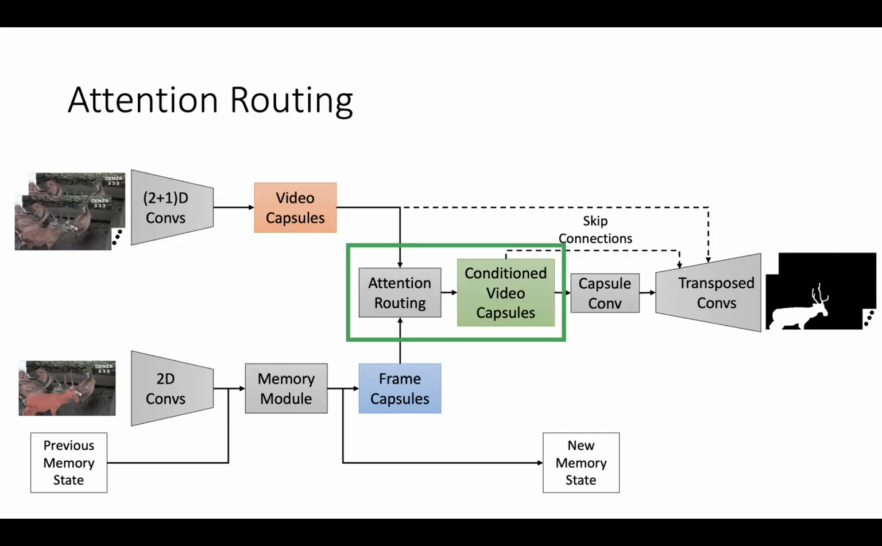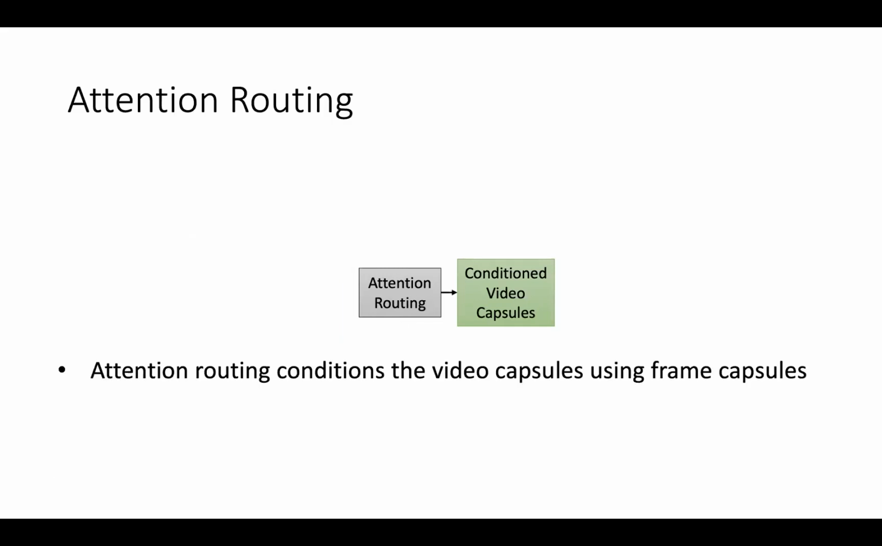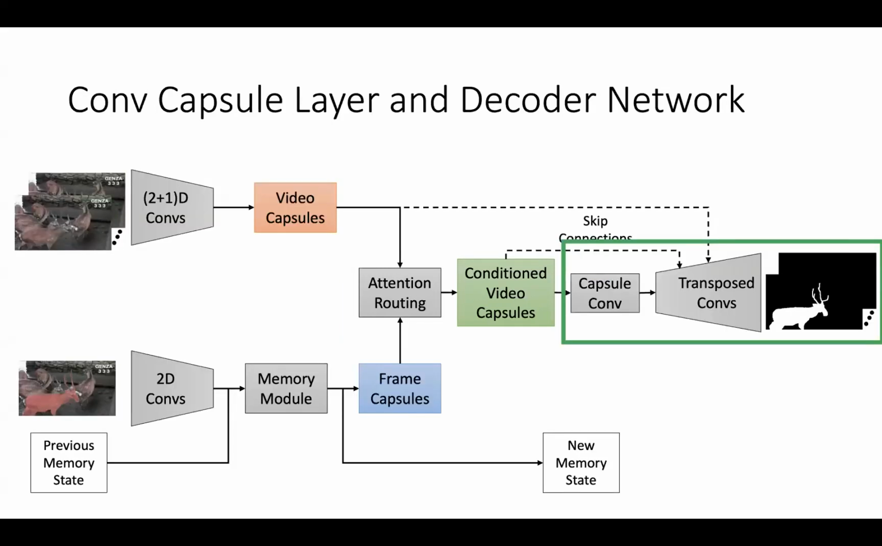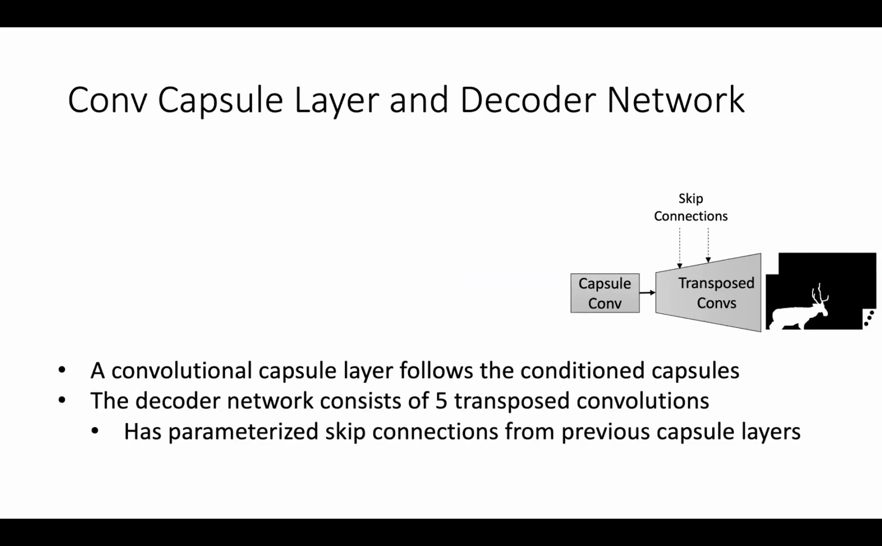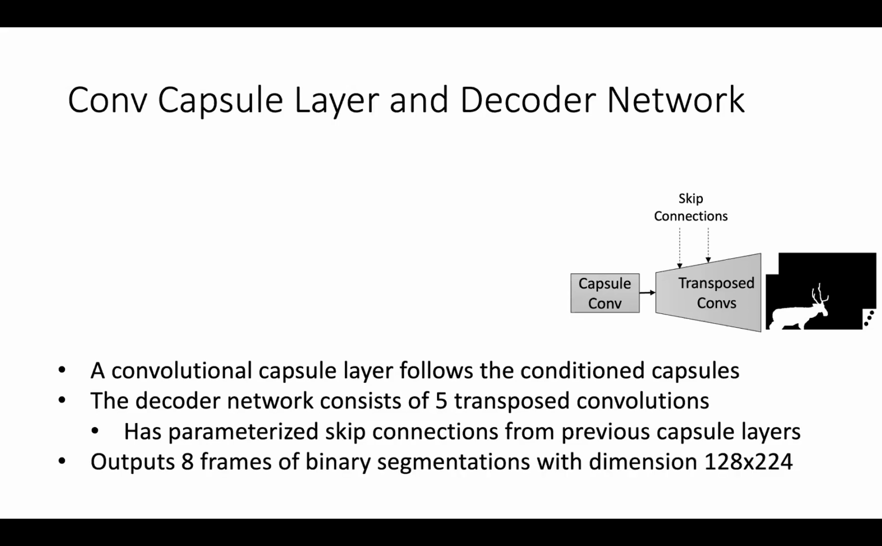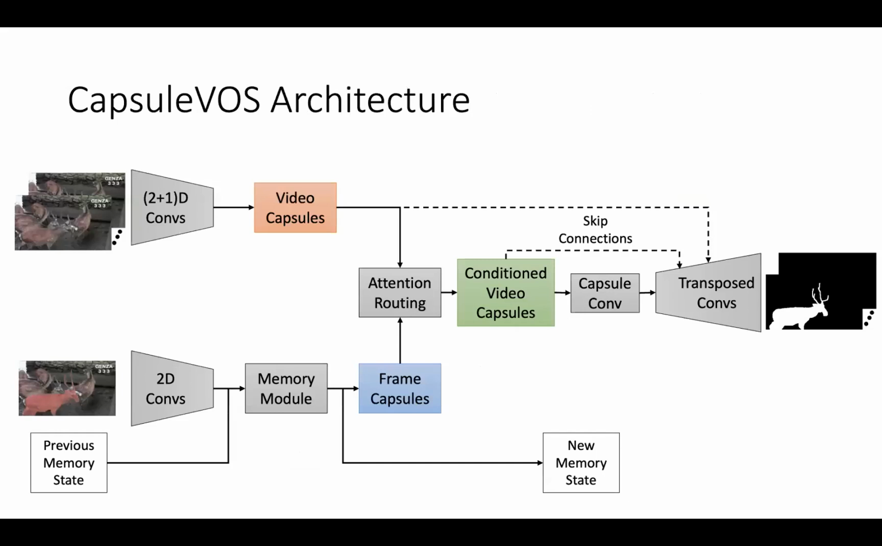Then we pass the video capsules and the frame capsules into the attention routing. And then once we have these conditioned capsules, we pass them through our decoder network. This is composed of transpose convolutions, and it has skip connections from the video capsule layer. And this outputs the segmentation mask for all frames of the video. So one issue that I mentioned earlier is the issue of small objects.